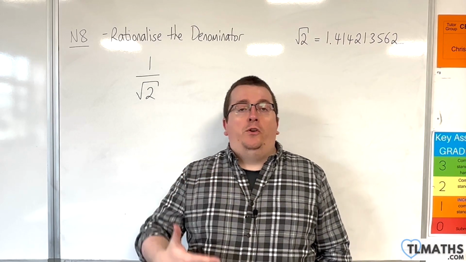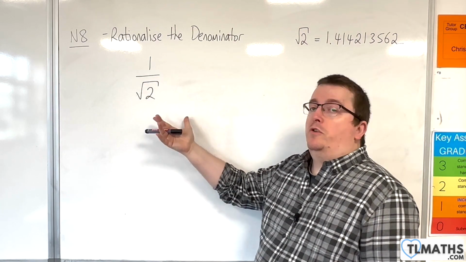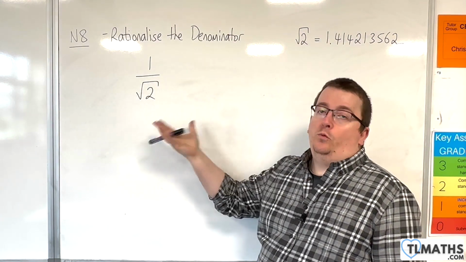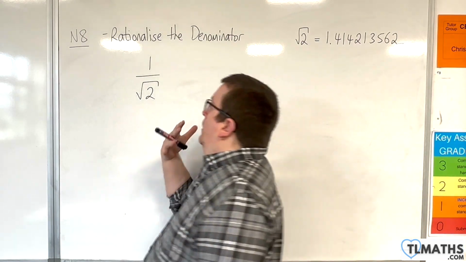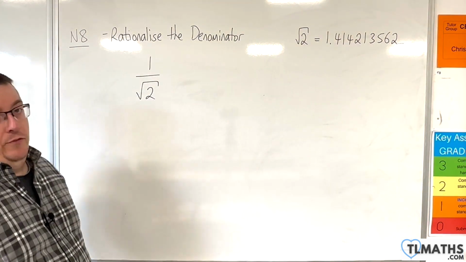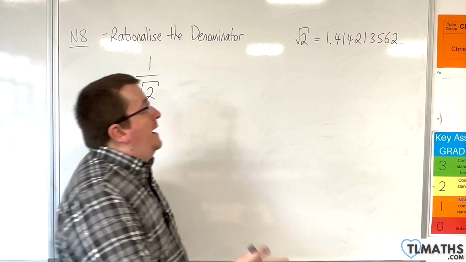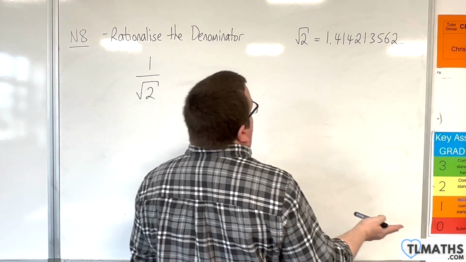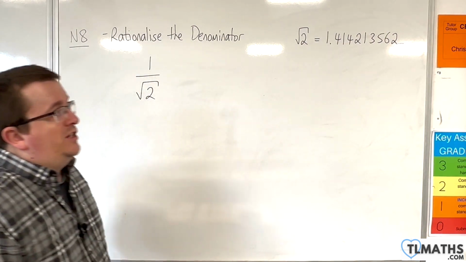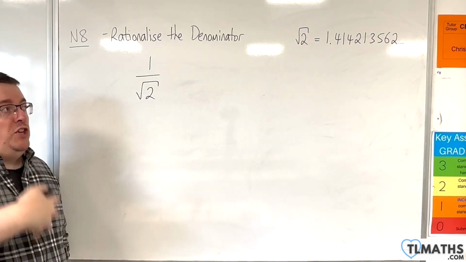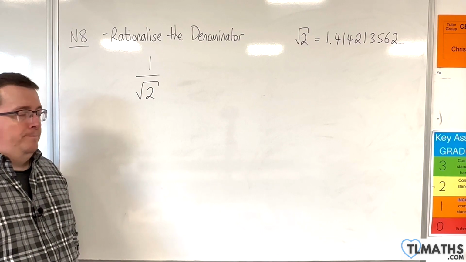So let's say you wanted to work out what 1 divided by root 2 was. So 1 over root 2. What is that as a decimal? Now, let's say we know what root 2 is. Okay, so we've worked that out to a reasonable degree of accuracy. We've got 1.4142135662, etc.